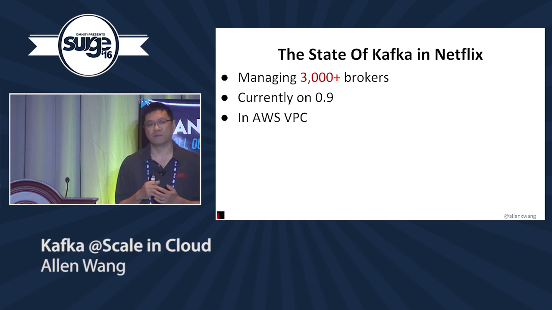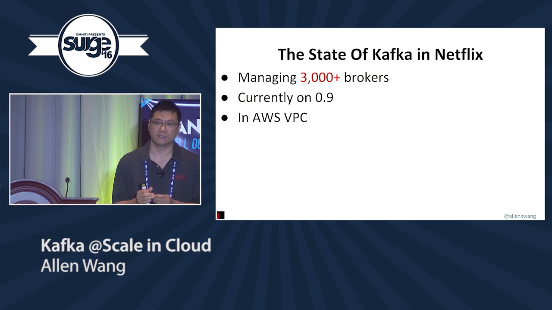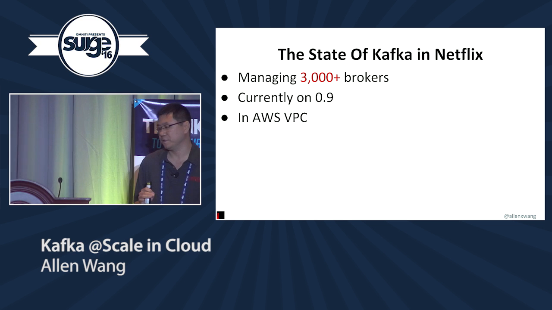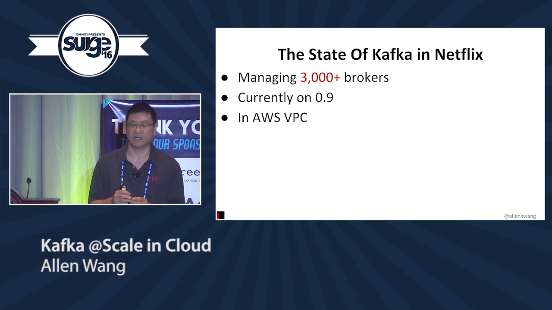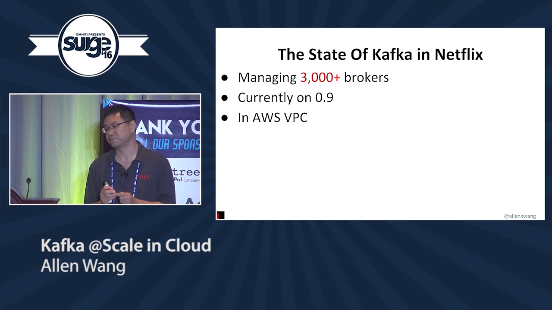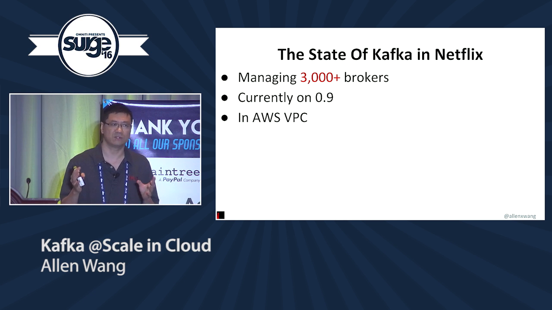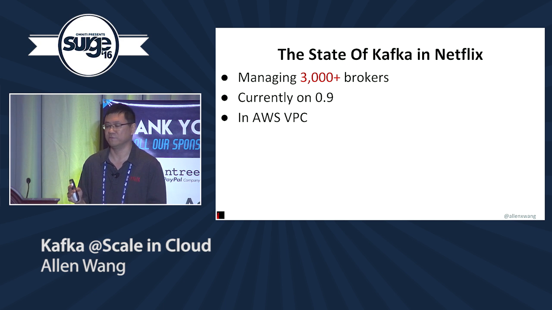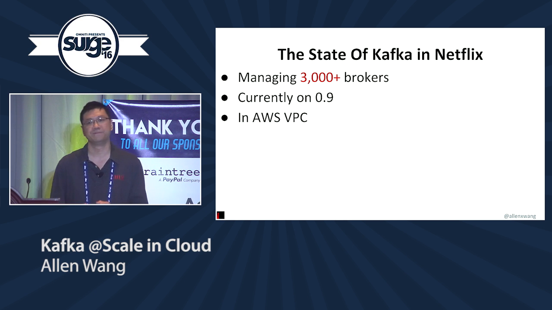We are managing over 3,000 brokers in 3 AWS regions. About 5 months ago, we completed the migration of all our clusters from 0.8 to 0.9. And recently, we have also moved our Kafka clusters out of AWS Classic to AWS VPC, where we have enhanced networking.